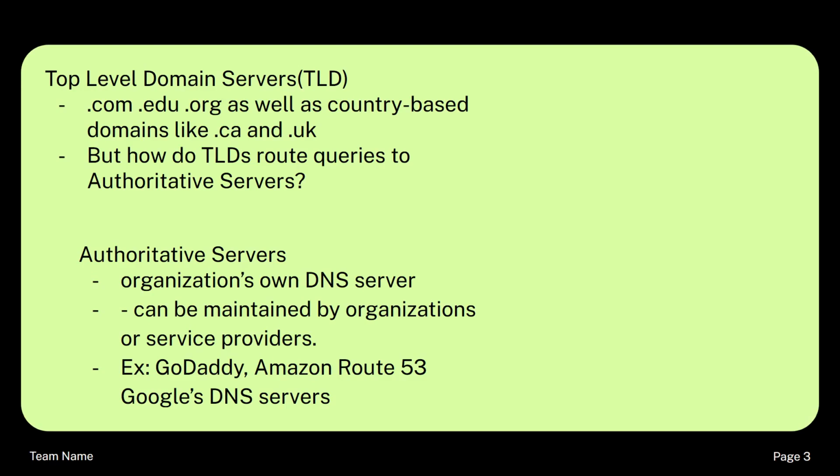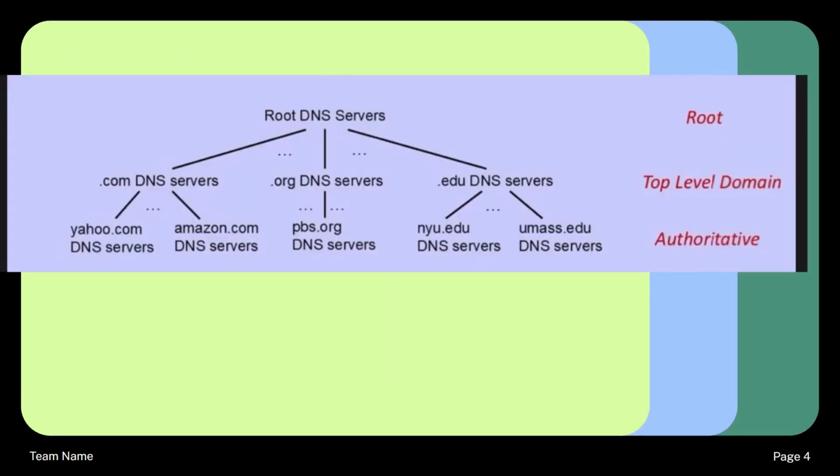authoritative server. Next, we have authoritative servers, which are an organization's own DNS server, which provide authoritative host names to IP mappings for an organization's host. Additionally, they can be maintained by organizations or service providers. Examples include GoDaddy, Amazon Route 53, and various Google DNS servers. Additionally, here's a diagram breakdown of the server levels that my professor has showed me.